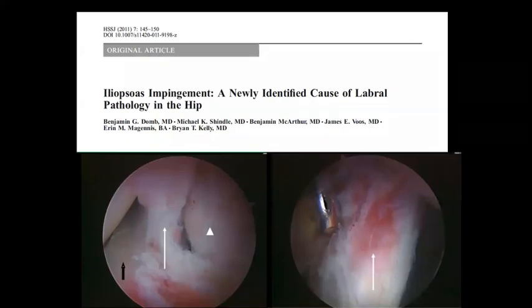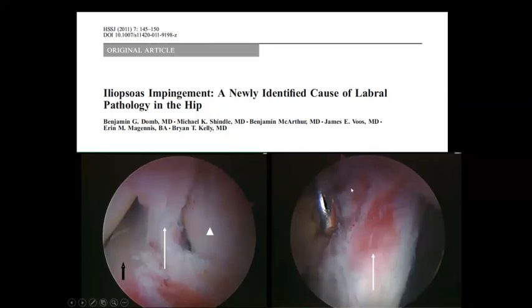The iliopsoas impingement is actually a condition which was described not long ago by a group of orthopedic surgeons at the Hospital for Special Surgery in the United States. And what they did was they described what they saw on arthroscopy. So this is a normal hip, taking an arthroscopic view of the hip joint. Here you see the iliopsoas tendon, and here is the anterior surface of the acetabulum.